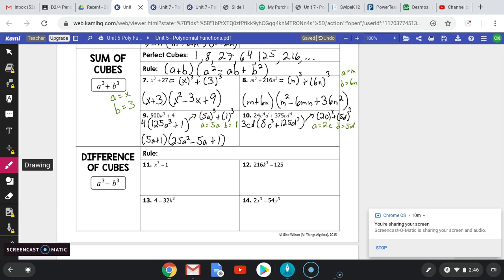Put it into our rule, a plus b, so 2c plus 5d times a squared, so 2c squared, which would be 4c squared, minus a times b, so 2c times 5d, which gives me 10cd, plus, and then b squared, 5d squared, which would be 25d squared. And that, ladies and gentlemen, is how you factor sum of cubes.